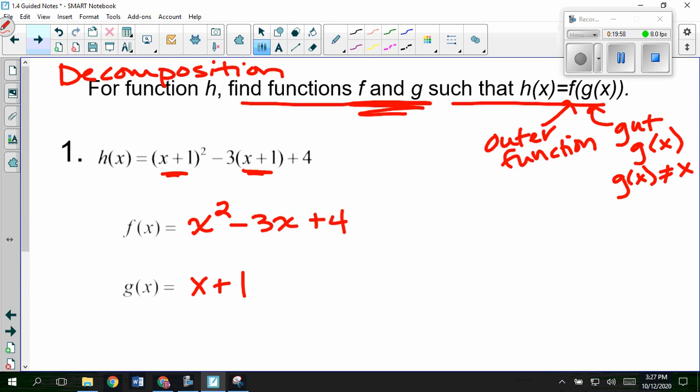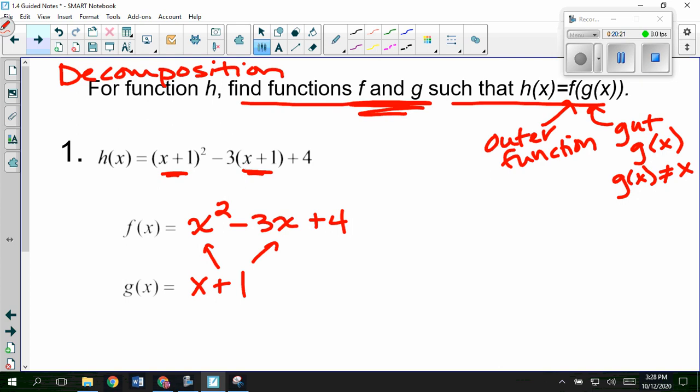That would leave me this particular function to be f of x, x squared minus 3x plus 4, and the g of x being x plus 1. And you can always check your work to see if that works. If I take this g of x function and I plug it in for the x's, do I get my original h function? And the answer is yes.